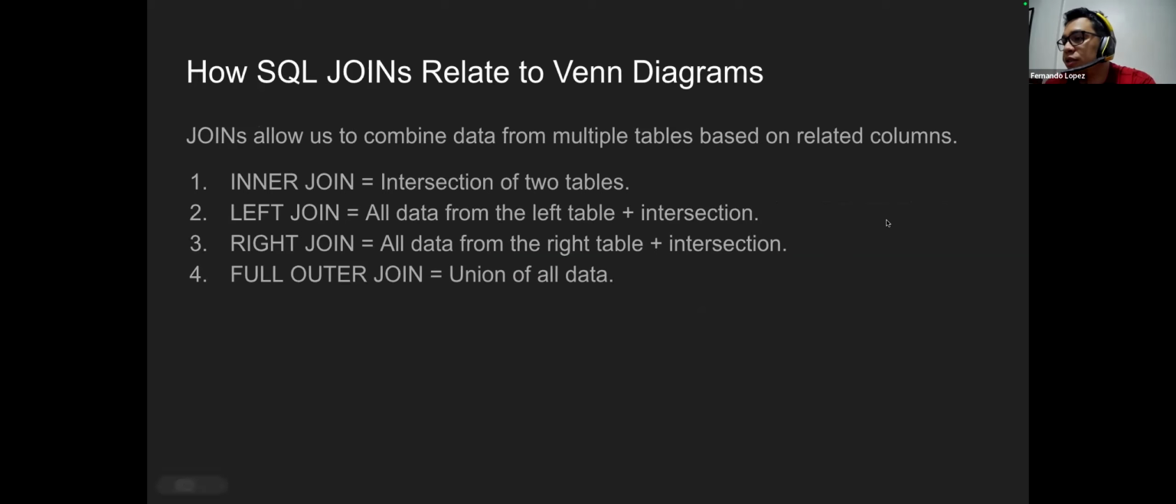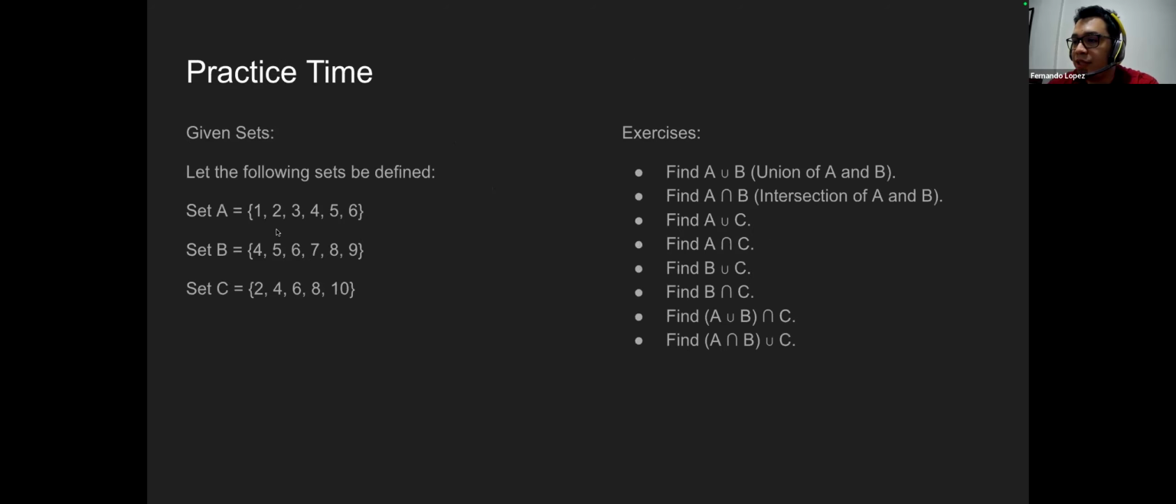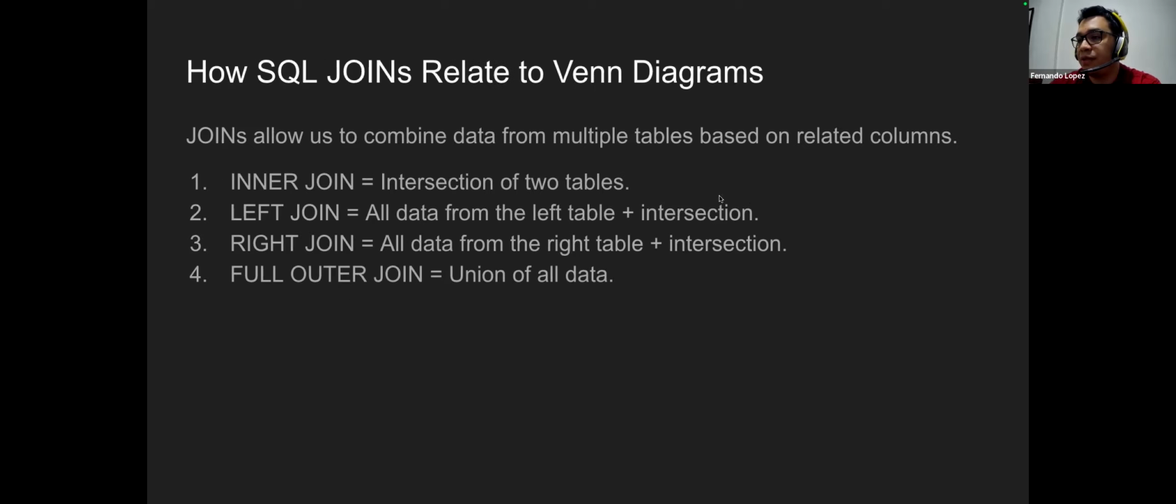Okay, so how are inner joins going to be related with Venn diagrams? Joins allow us to combine data from multiple tables. And we are doing this because we have some columns that establish relationships between the tables, okay? And if we don't have those columns, we won't be able to create a connection. The first join that we are going to learn is the inner join. The inner join is going to do an intersection between two tables. So it's very similar to this operation, the intersection. They're going to bring only the ones that you have in common.